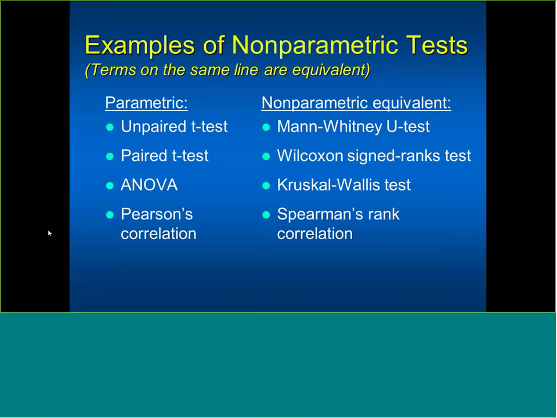So there are equivalents in the non-parametric world to the more commonly used parametric tests. But the parametric tests are pretty robust, so most of the time they are used. But if there's a good reason not to use them, then you can use the non-parametric equivalent. I just put this up here so that if you see these terms, you are familiar with them and you know what they mean. Yeah?